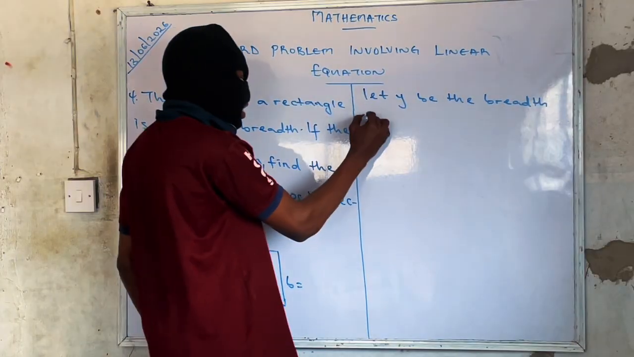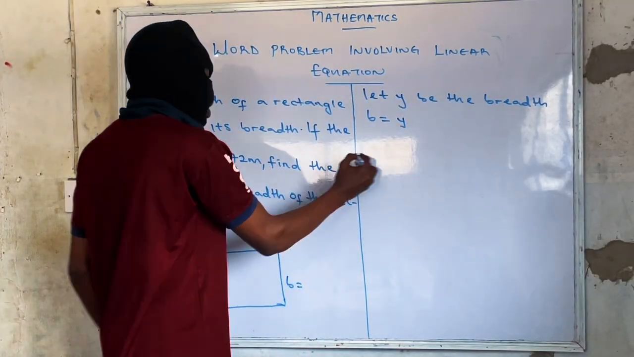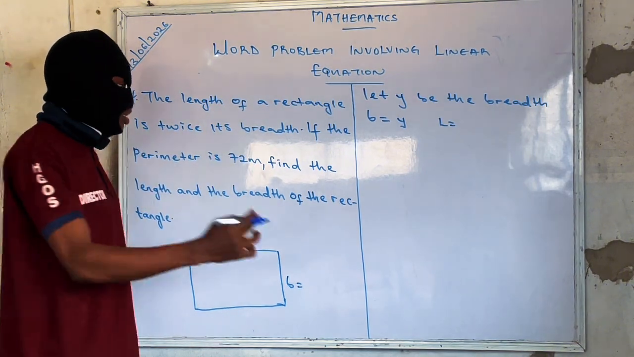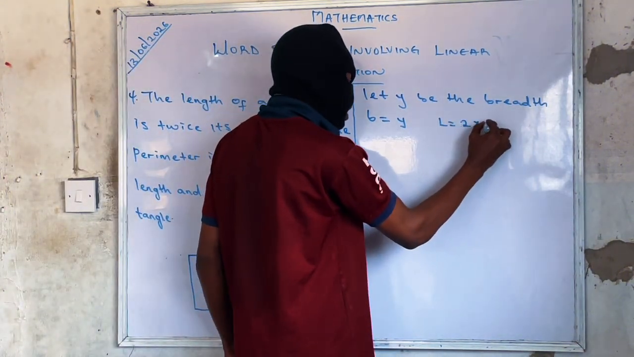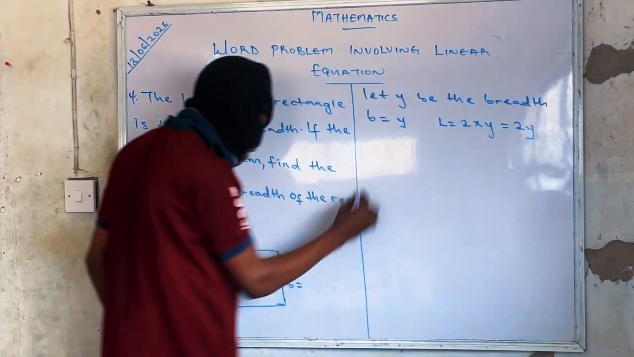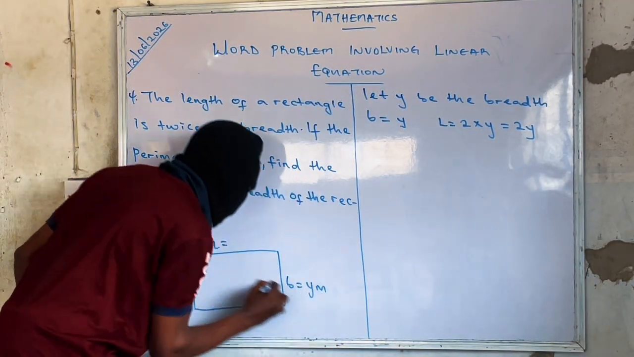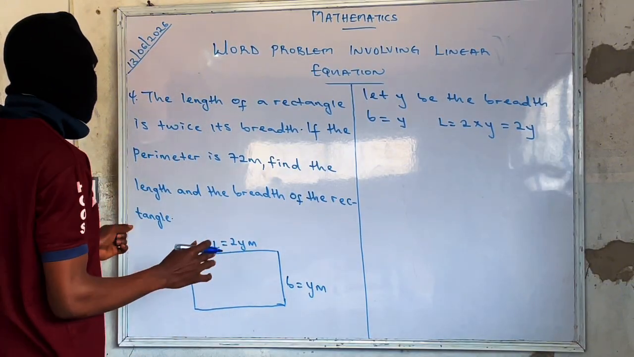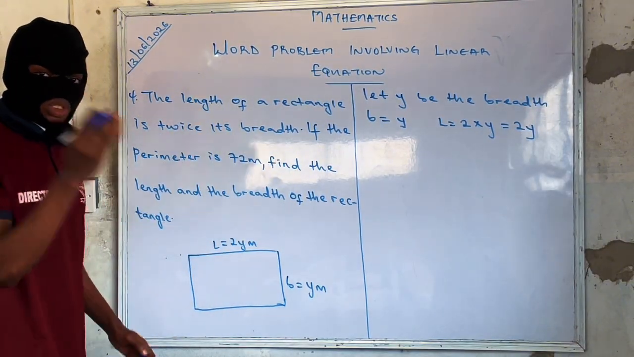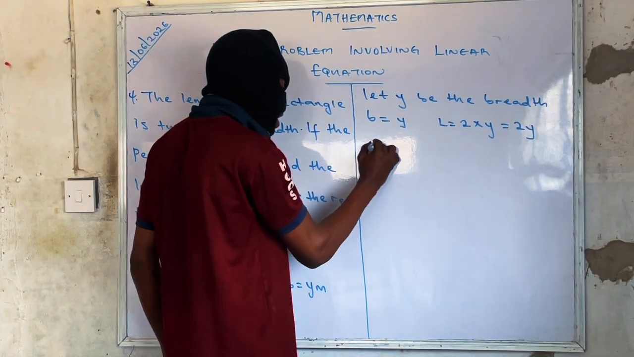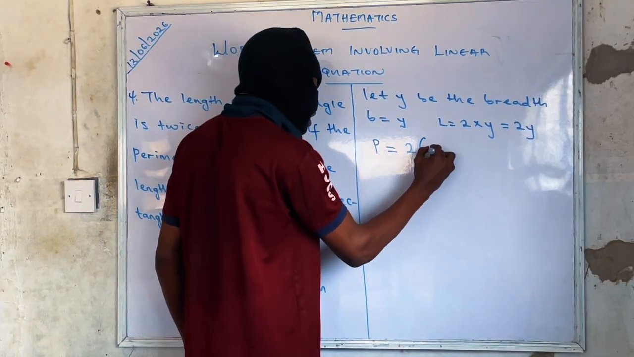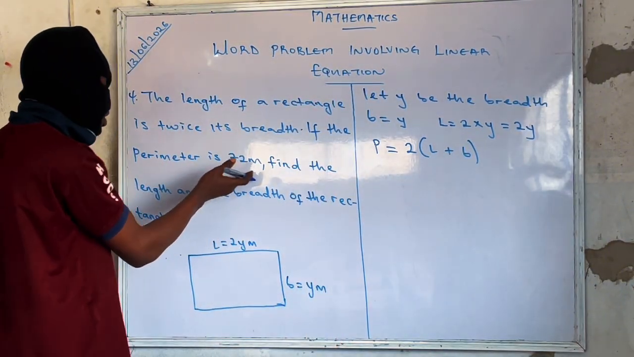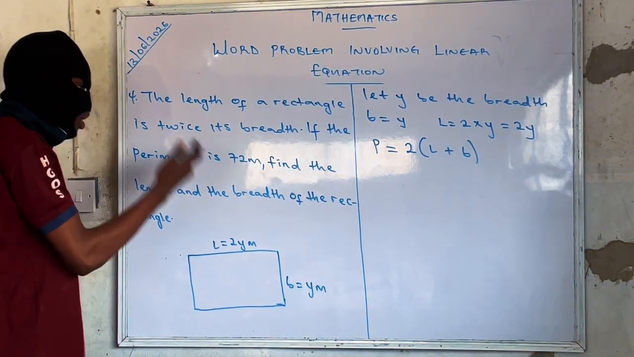Now, if your breadth is equal to y, your length will be equal to, see, you say that the length of a rectangle is twice its breadth. Your length will be 2 times y, which will give us 2y. So you have your breadth as y meter, while your length is 2y meter. Now, the perimeter is 72 meter, and the perimeter of a rectangle is equal to 2 into bracket length plus breadth. Find the length and the breadth of the rectangle.